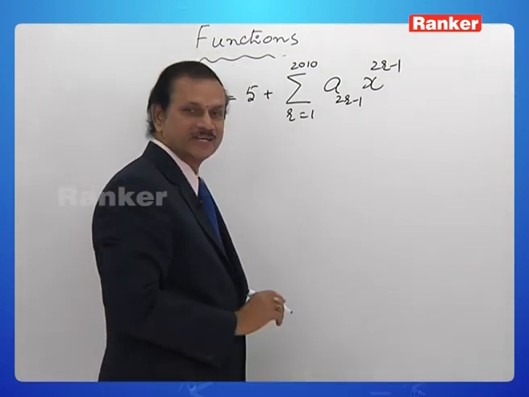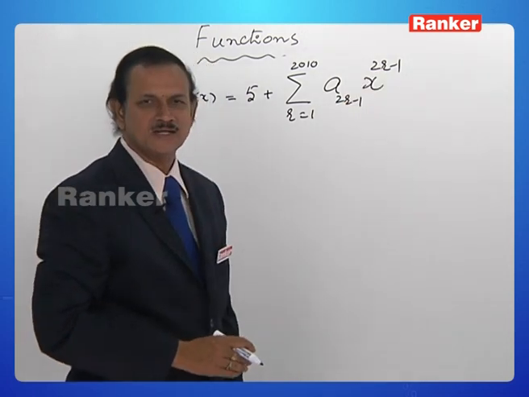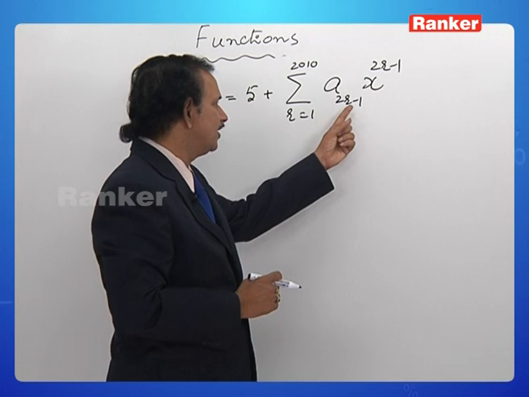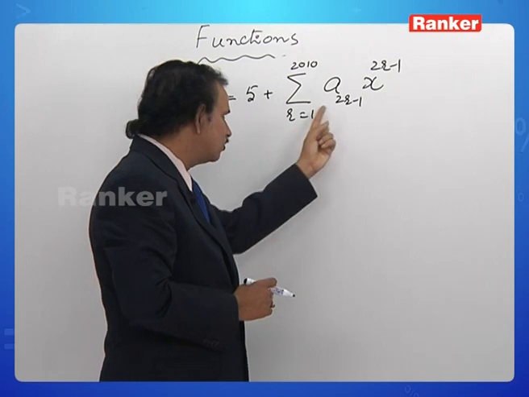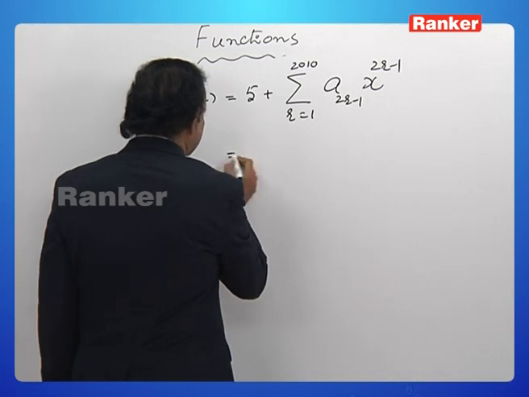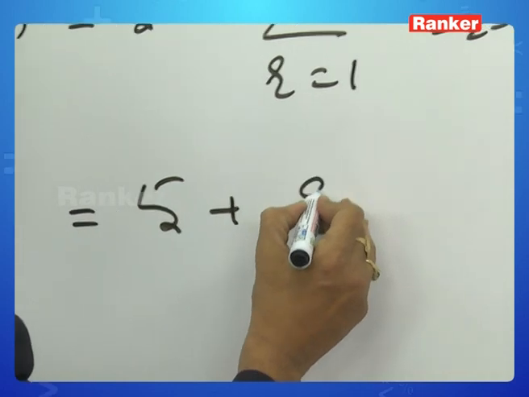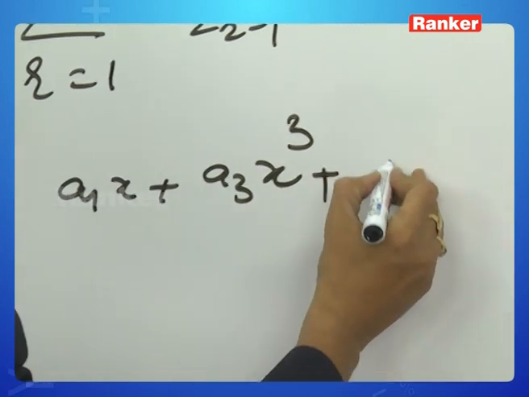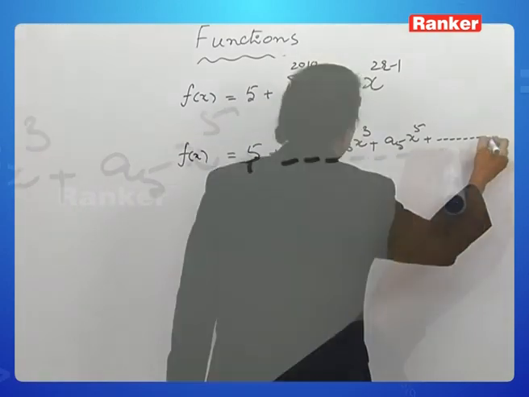Please observe carefully the suffix here and the exponent here. 2r minus 1, what is that? Always it is an odd integer. If you place r equal to 1, it becomes 1. If you place r equal to 2, it becomes 3. If you place r equal to 3, it becomes 5. Like that. So, with that idea, let us expand this f of x. What is f of x? a1x plus a3x cube plus a5x power 5 plus a7x power 7 plus etc.